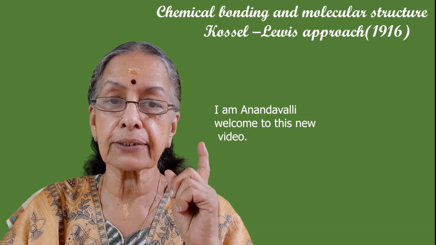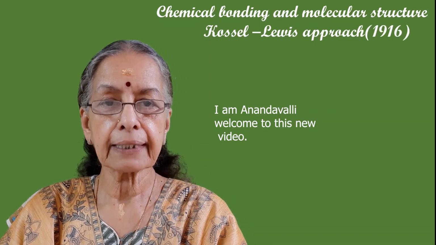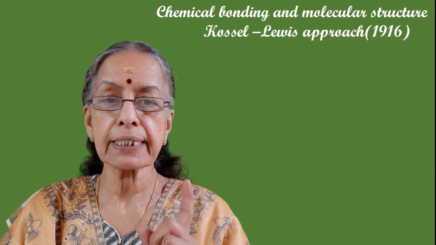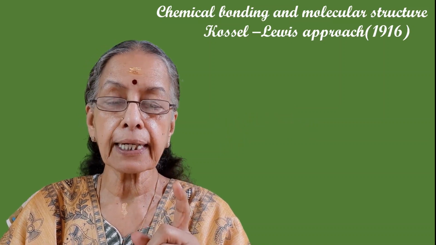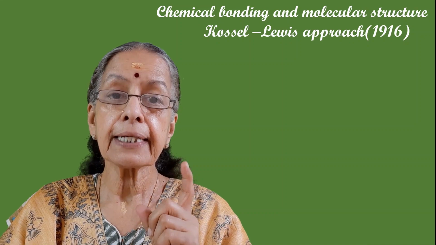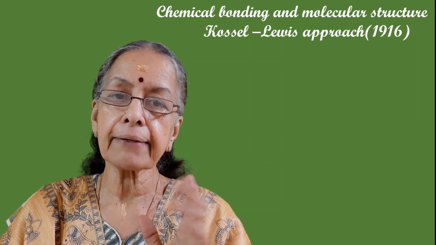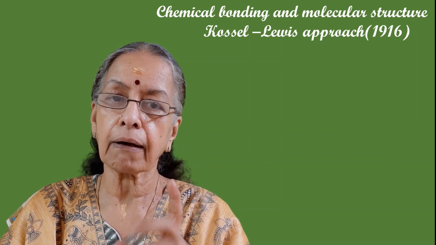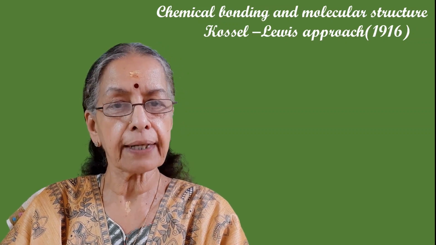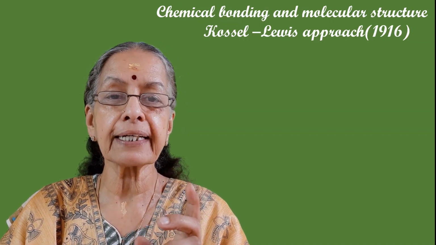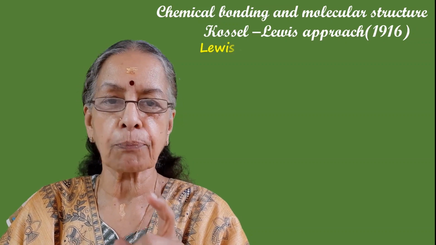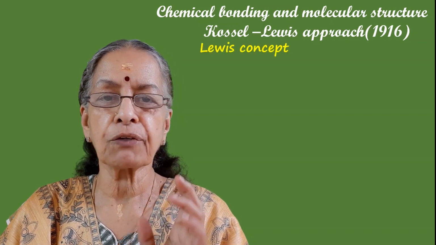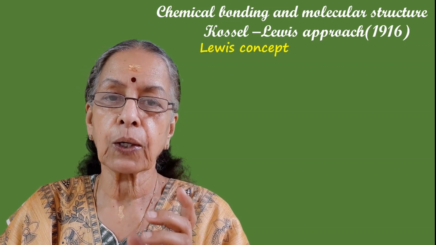Year is 1916. Kossel and Lewis worked on the concept of chemical bonding and molecular structure independently and arrived at their own individual concepts. Then they joined hands and formulated a theory. We will see these points one by one. First, we will take up Lewis concept.